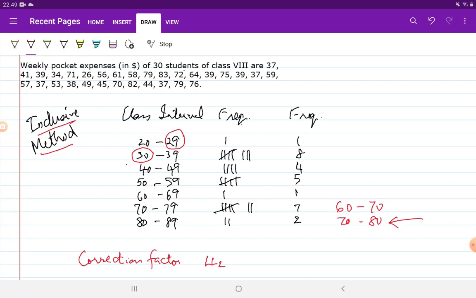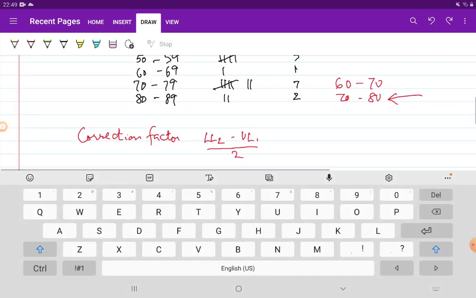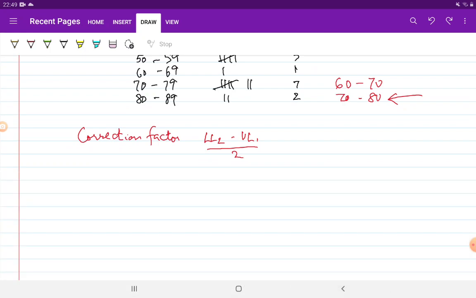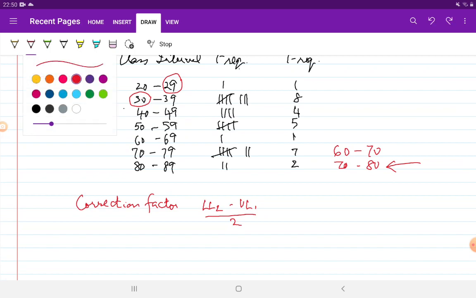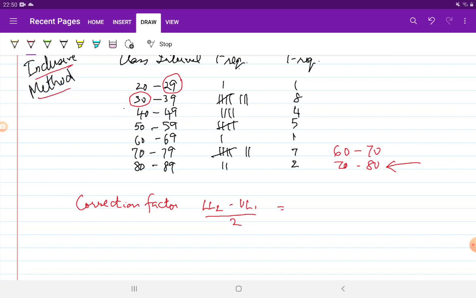Lower limit of the second class interval minus upper limit of the first class interval divided by 2. So if you see that, that would mean in this case 30 minus 29 divided by 2, which is 1 divided by 2, which is 0.5.